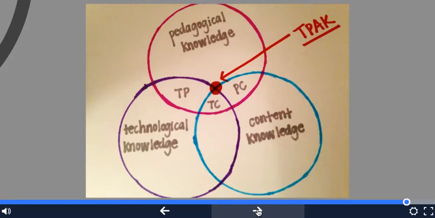TP knowledge helps us understand how we are making content more accessible. TC knowledge allows us to identify the affordances of pairing appropriate technology to the content. PC knowledge allows us to identify the affordances of pairing the appropriate pedagogies with the content. And the sweet spot is what they call the very center, where everything comes together. So TPACK is the overlapping point at the very center where all those components come together.